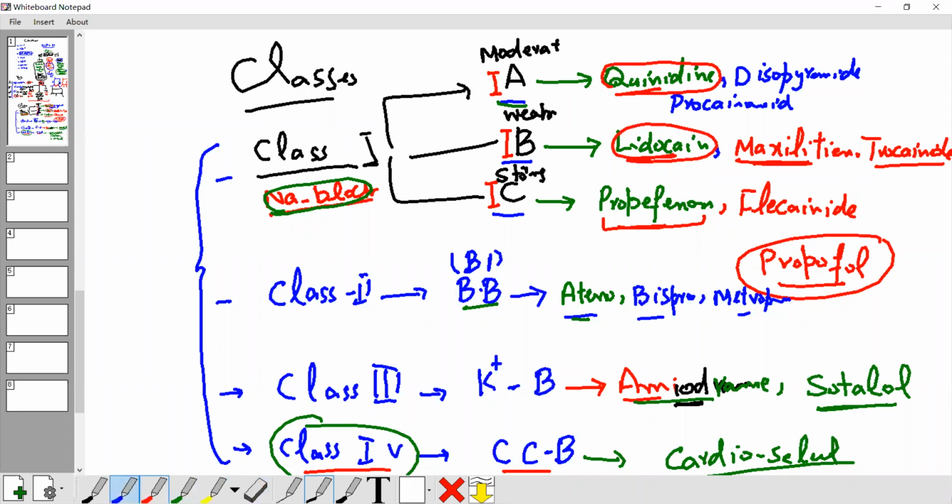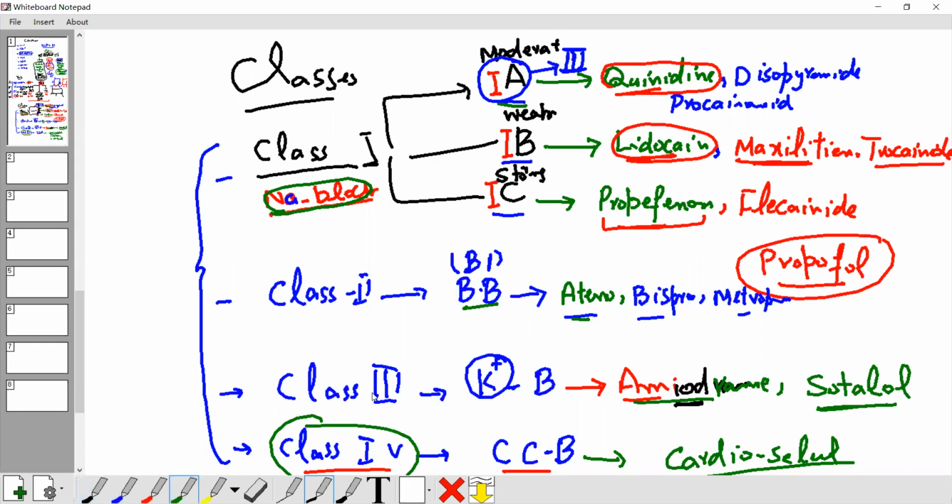Now I am putting some important points regarding class 1. This class 1A also acts like class 3. Listen carefully. What is class 1A? It's a sodium blocker. And what is class 3? It's a potassium blocker. Class 1A also works like class 3.